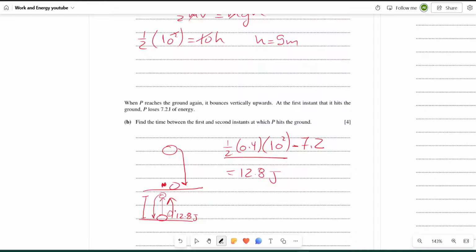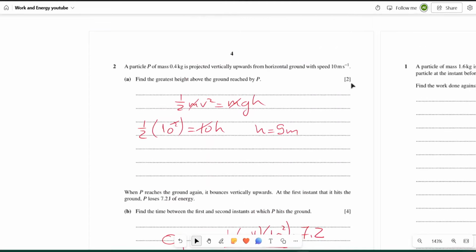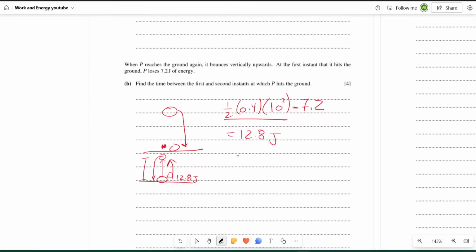First, we need to calculate the speed that's going up here after the initial bounce. And let me ask you, do you think the speed is going to equal 10 or is it going to be lower? If you said lower, yes, you are correct, because the kinetic energy now is just 12.8, okay? And that's going to equal half times 0.4 times the new velocity squared. If we solve for v squared times 2, so 12.8 times 2 over 0.4, I'm multiplying by 2, dividing by 0.4, and then square rooting to get v, the square root of 12.8 times 2 over 0.4.